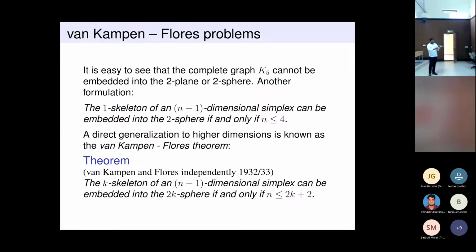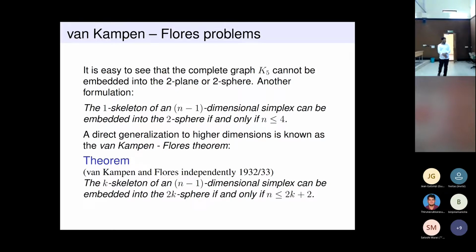Okay, so now we are moving to the reverse direction, and it is kind of the Van Kampen-Flores problem. It is easy to see that the complete graph K5 cannot be embedded into the plane or the 2-sphere. Another formulation of that is: the 1-skeleton of an (n-1)-dimensional simplex can be embedded into the 2-sphere if and only if n is less or equal to 4. A direct generalization to higher dimension is known as the Van Kampen-Flores theorem.